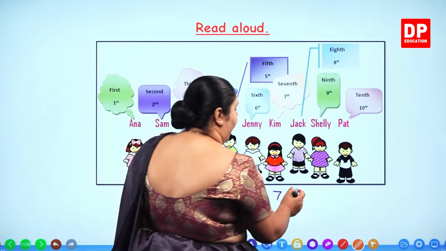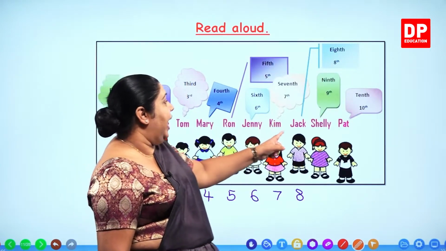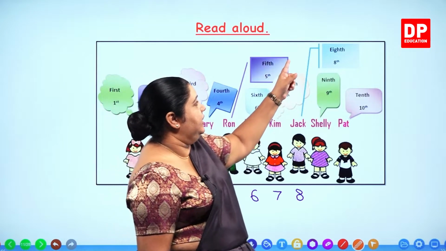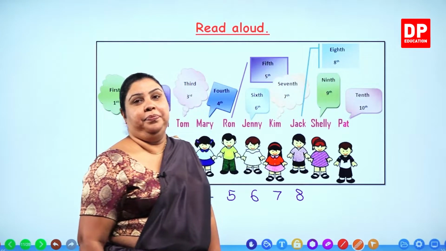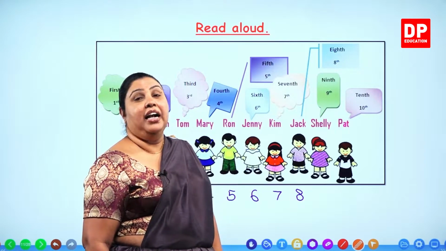Next we have Jack. I told you we have 10 children. Jack. Jack is the eighth.